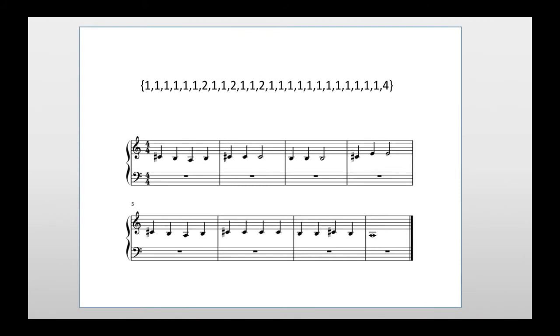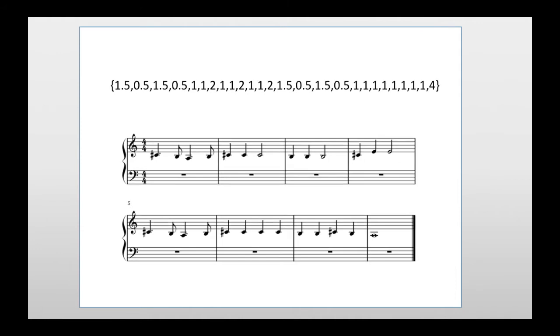In what is called a 4/4 time signature, where a quarter note is equivalent to one beat, the traditional melody has the following sequence of note durations: 1-1-1-1-1-1-2, 1-1-2, 1-1-2, 1-1-1-1-1-1-1-1-1-1-1-4, with some half notes occurring in the sequence. But there are literally infinite possible ways to assign the durations of each pitch. For example, the melody could have this rhythm: 1.5, 0.5, 1.5, 0.5, 1-1-2, 1-1-2, 1-1-2, 1.5, 0.5, 1.5, 0.5, 1-1-1-1-1-1-1-1-1-1-1-1-4.